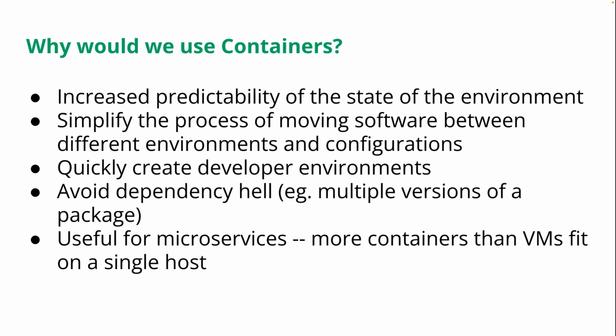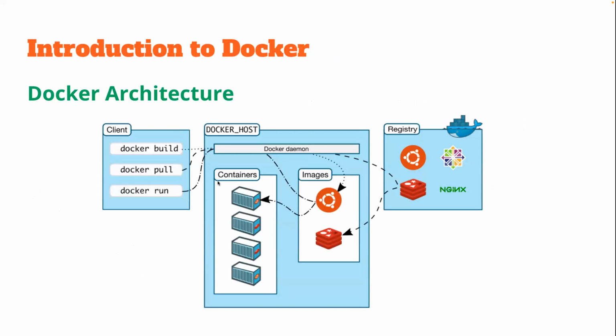Now, this is very useful for microservices. Bahmni uses this microservice architecture. We have many different services running on different containers. And using containers, we can fit in more containers on a single host as compared to the virtual machines. This point can be elaborated in the upcoming slide. But before that, let's quickly go through the architecture of Docker to see how it works.